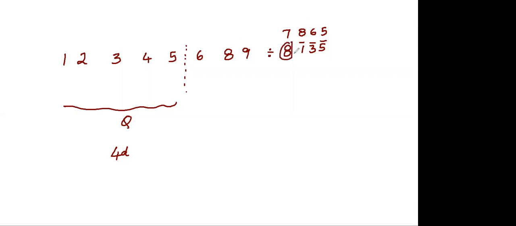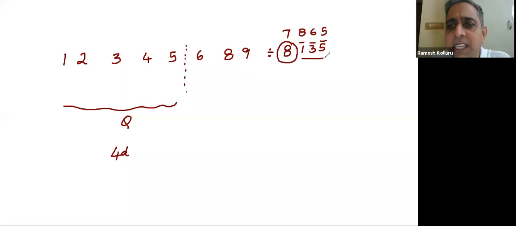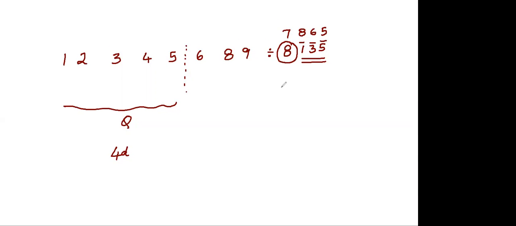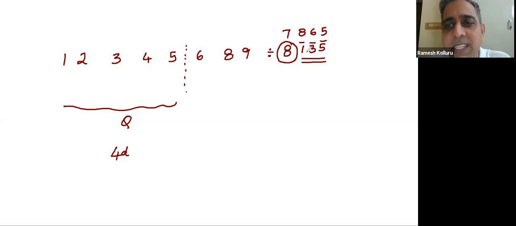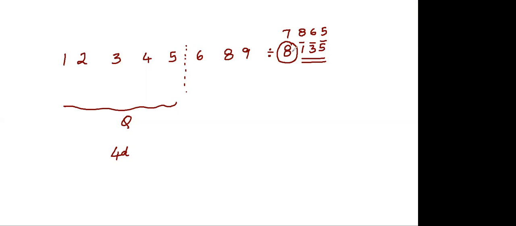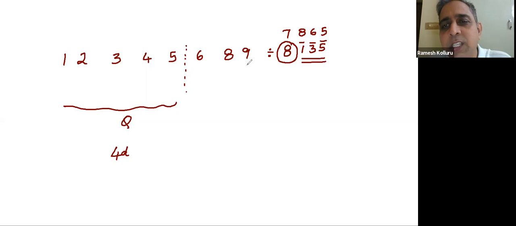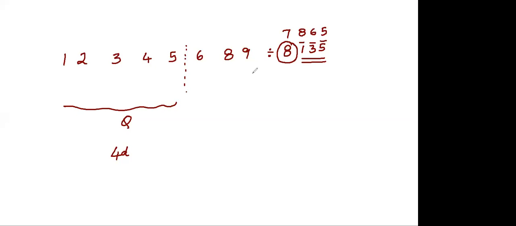Hello, sir. Yes. Sir, how can we know the last 3 digits are the remainder? Here 3 digits are there. So last 3 digits, based on the number of digits in the divisor. You remove 1 and the remaining digits will be the number of digits in the remainder. Okay, so that is the rule.